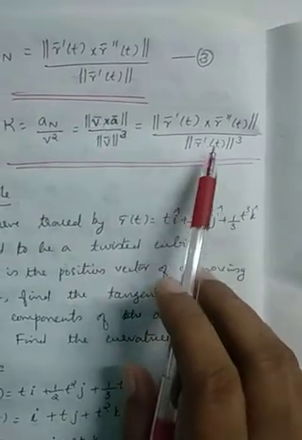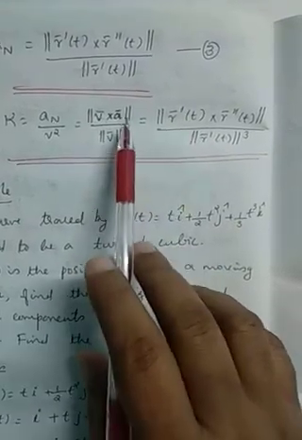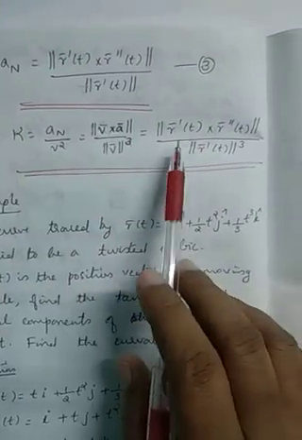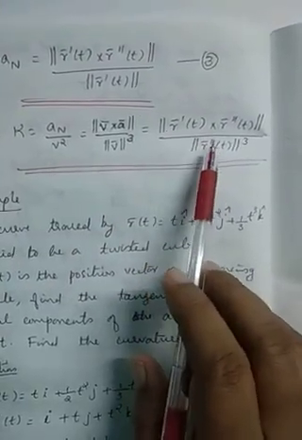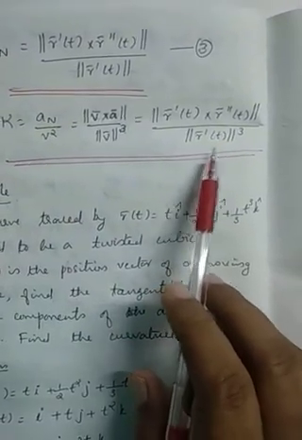and it can be written in this form also because V is equal to R dash of T and A is equal to R double dash of T. So, kappa is equal to norm of R dash of T cross R double dash of T divided by norm of R dash of T the whole cube.